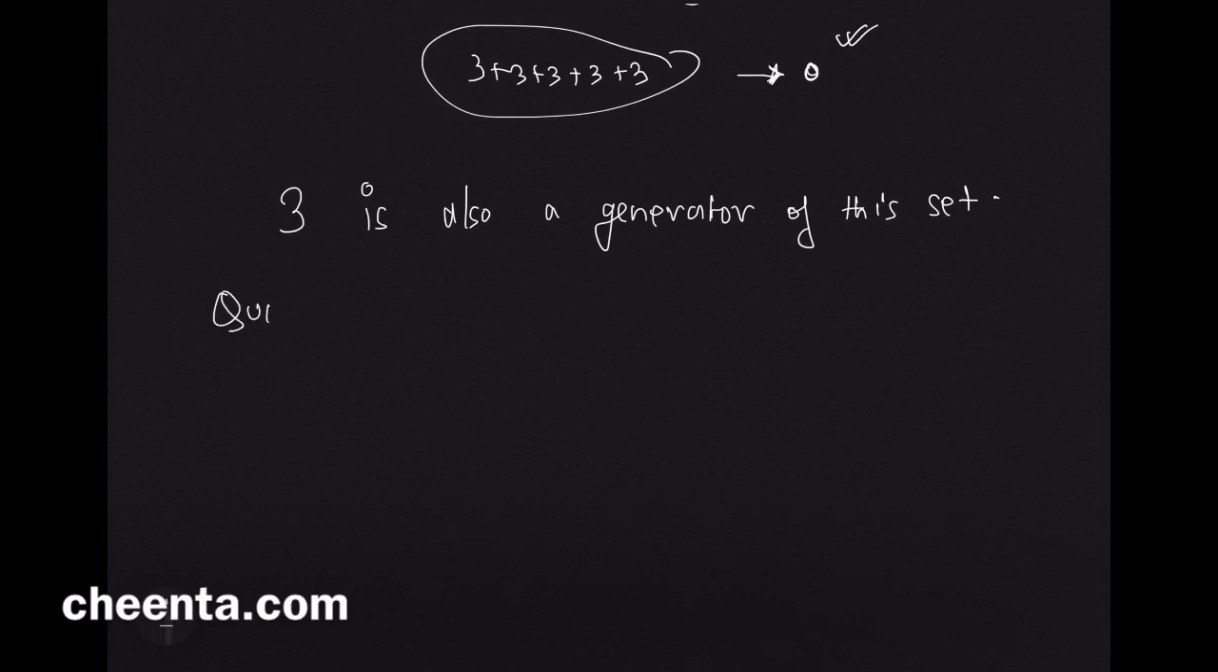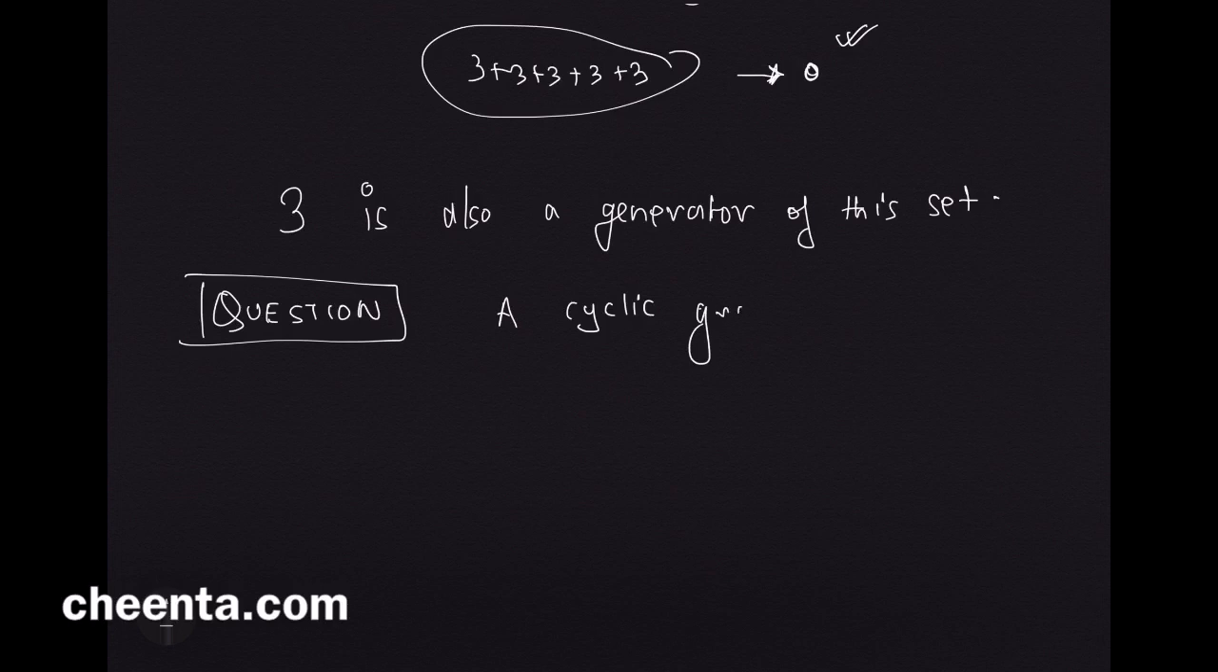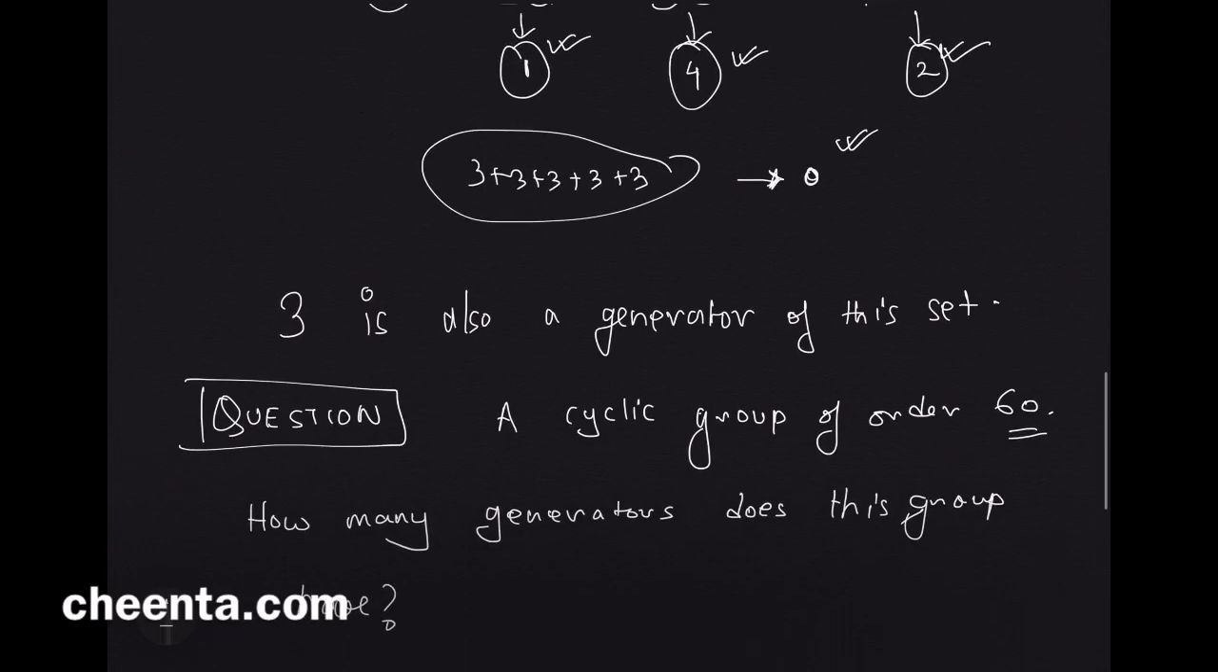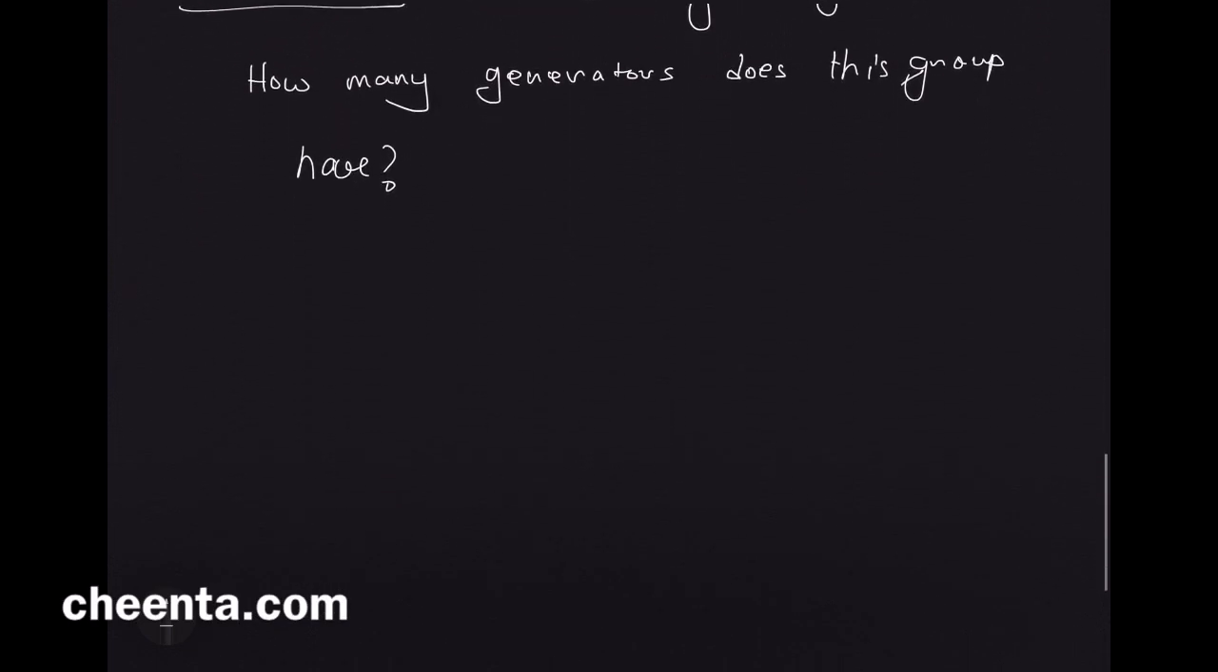Question. Suppose we have a cyclic group of order 60. Order means the number of elements of the group. So the number of elements of this cyclic group is 60. How many generators does this group have? So that's a question. This is a problem from TIFR entrance.